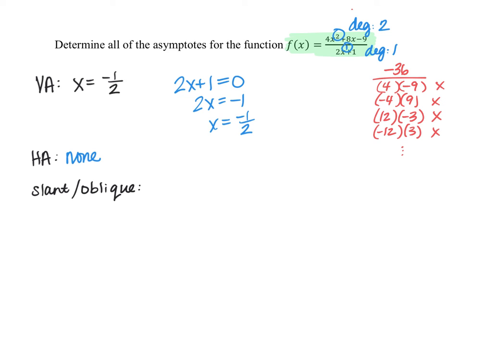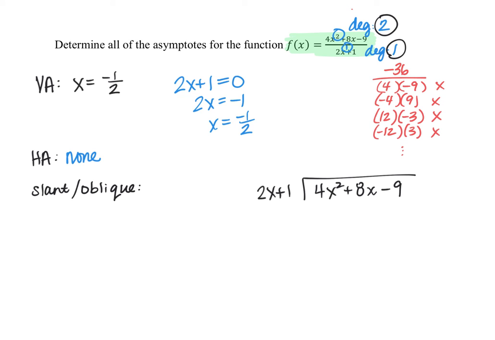Slant asymptotes will occur when the degree of the numerator is exactly 1 bigger than the degree of the denominator. And we do have that case here. The top degree is 1 greater than the bottom. So to find the slant asymptote, we actually need to do our division. So we need to divide 2x plus 1 into the numerator, which was the 4x squared plus 8x minus 9.